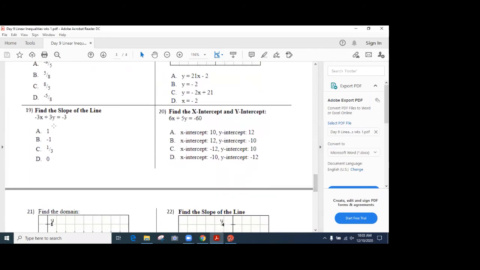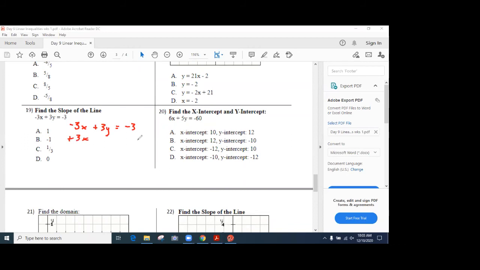Okay, so this one right here, y is not by itself. If you're not good at getting y by itself, what should you guess at this moment? You should guess C. If you're going to guess C, I want you to guess C right now. Now, if you're not going to guess C and you're working it out, then let's see if you got the right answer.